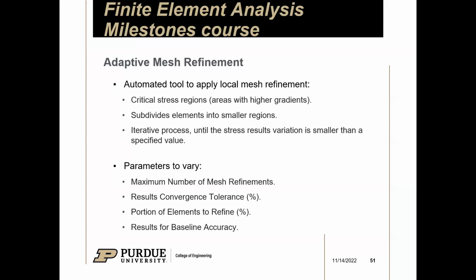And the last one is results for baseline accuracy. For this one, it basically compares the results of your simulation to the yield strength and the equivalent stresses that Fusion has within its system. So this is when your materials really come into play.